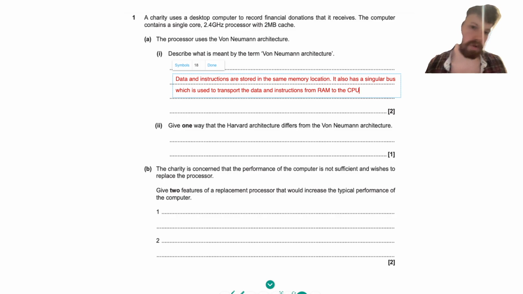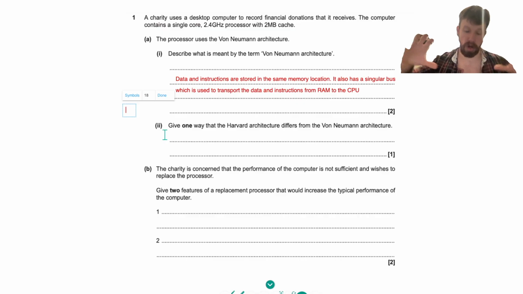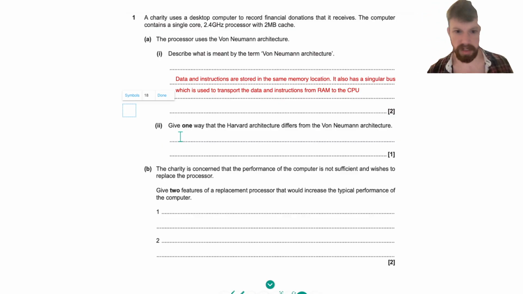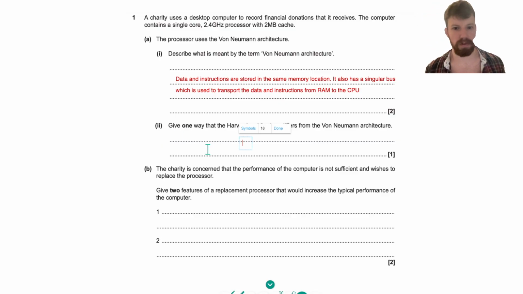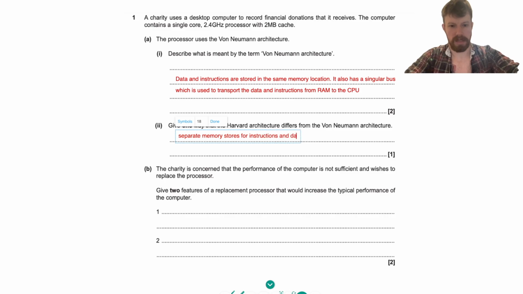So the buzzwords that we're talking about there are that data and instructions are stored in the same memory location. This is because it's a comparison point to Harvard architecture. Harvard architecture is where it has separate data and instruction locations, and they have separate buses, which is to do with increasing speed. As you can see here, give one way that Harvard architecture differs from von Neumann. That follow-on question is quite a common pattern that you'll see in exam papers. It has separate memory stores for instructions and data.